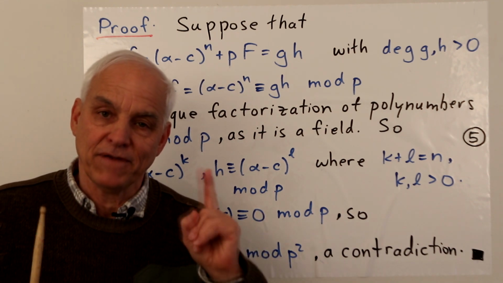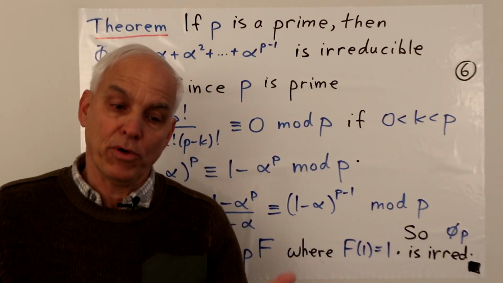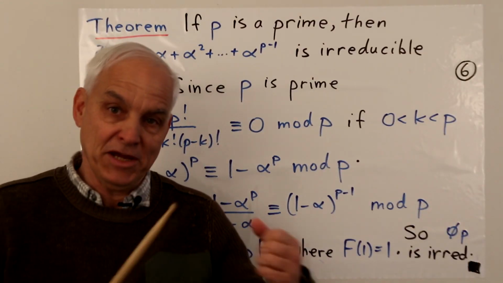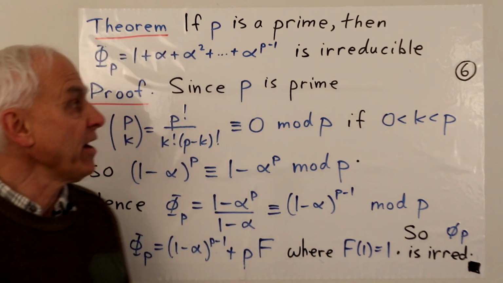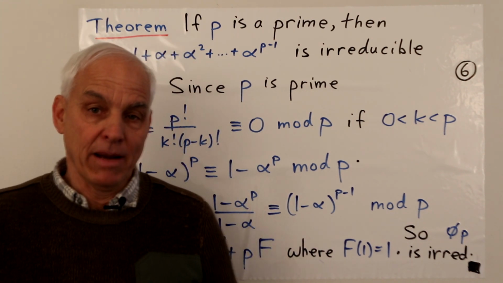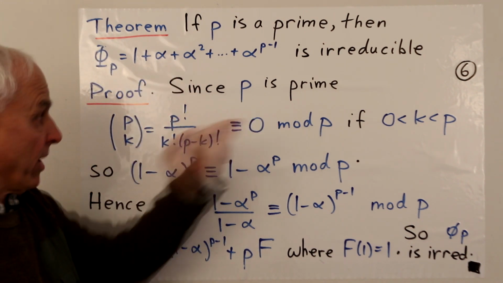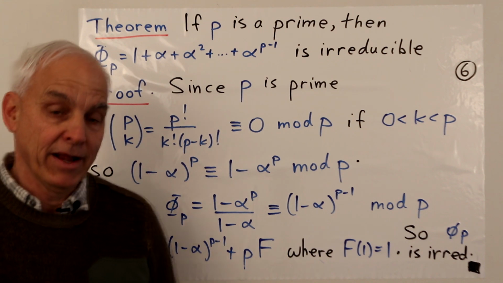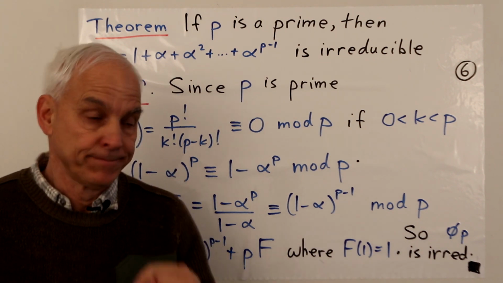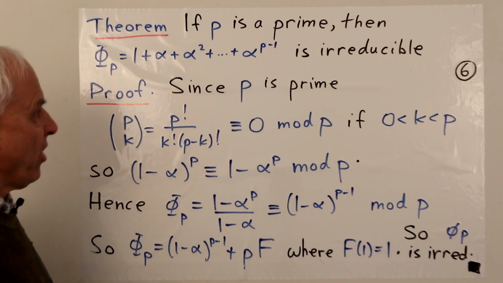Conclusion, f is irreducible. And so now, a very important conclusion, which Schoenemann was keen to draw, was that in fact the pth cyclotomic polynomial, phi sub p, which is 1 plus alpha plus alpha squared all the way up to alpha to the p minus 1, that is irreducible. So let's see why. We are assuming that p is a prime.